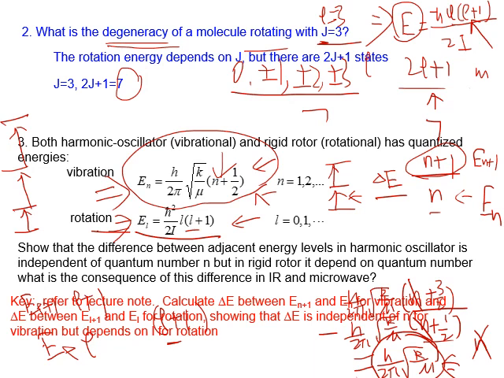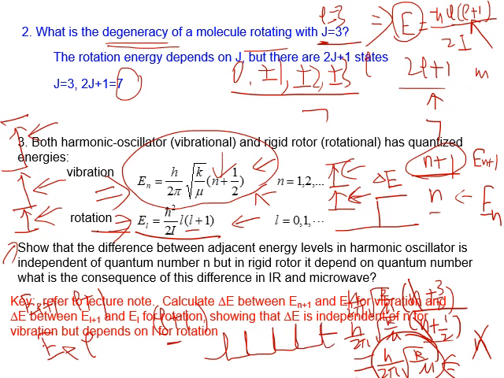And so what's the consequence? For vibration, because these are equally spaced, they give you the same frequency. In other words, when you do absorption, you only see one line because they are the same. But for rotation, this is smaller, this is larger, and this is increasingly larger. So you will see many absorptions for rotation. But in fact, we see these absorption frequencies are equally spaced, by 2B. We'll have a question about this later.